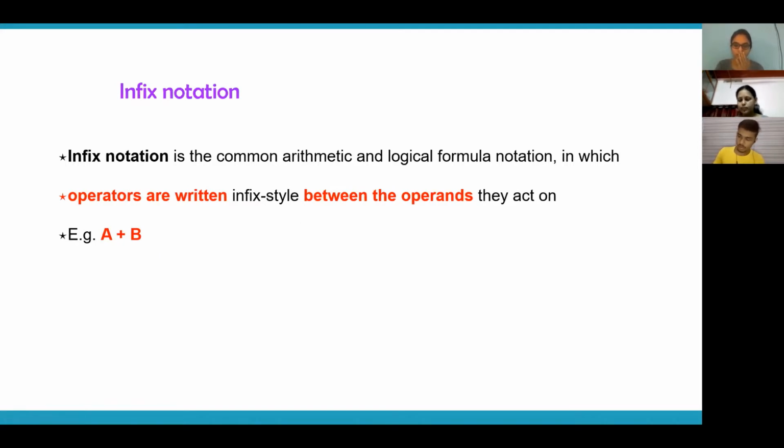So there are basically 3 different notations using which you can write arithmetic or logical expressions. They are infix notation, prefix notation and postfix notation. This is a notation that we commonly use, right? When we do mathematics, when we do sums, we use this style which is called infix style.